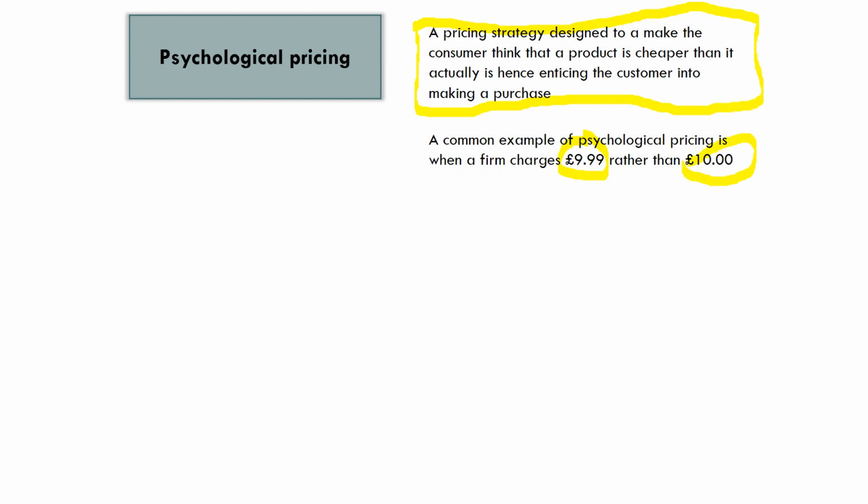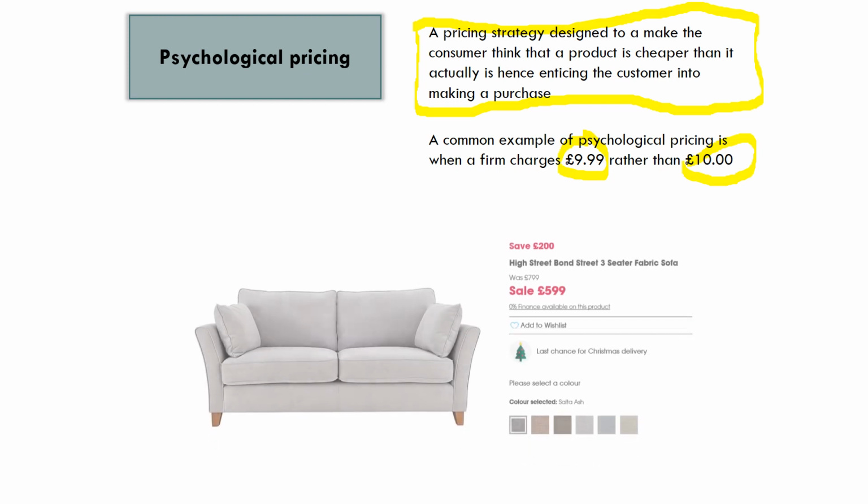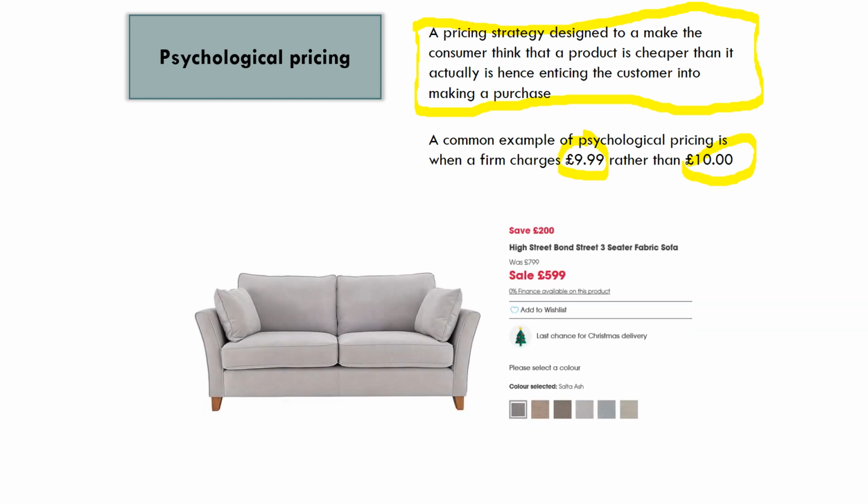Now you might think, oh, that doesn't work on me. I wouldn't be tricked into buying something just because it was 1 pence or 1 cent less. But then ask yourself, why do firms do it? They do it because it works. So for example, this sofa here seems a much better deal than a full £600 because the number starts with a 5.